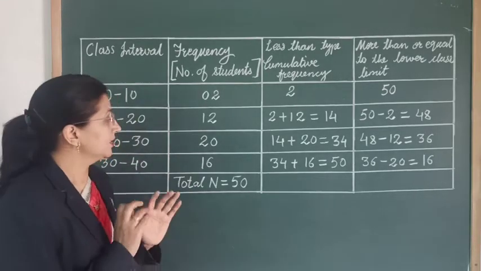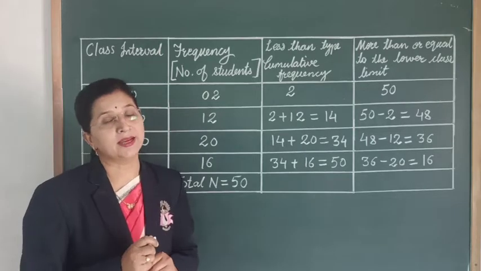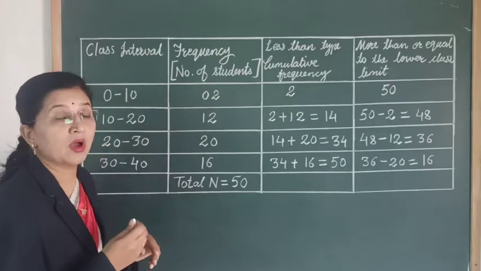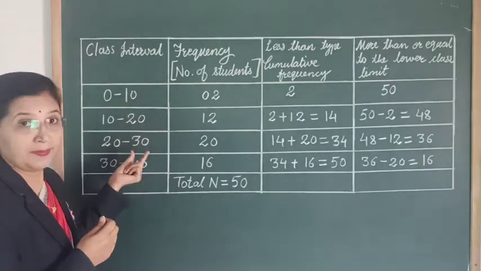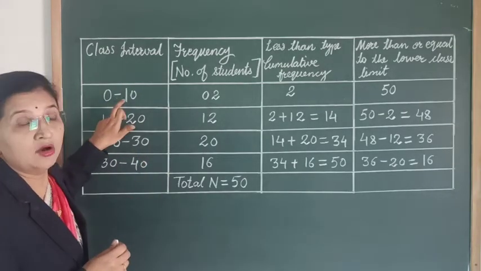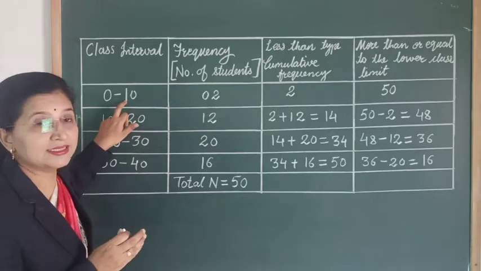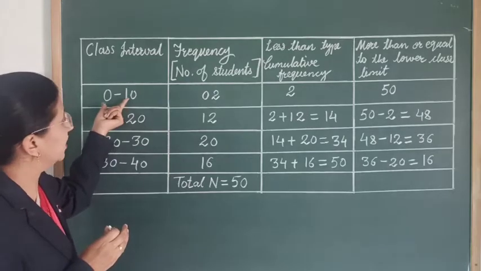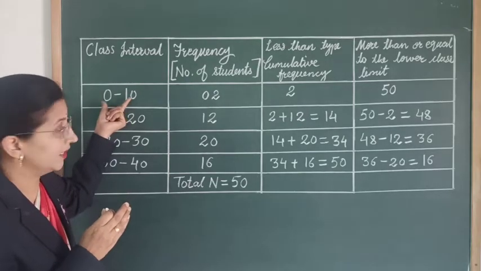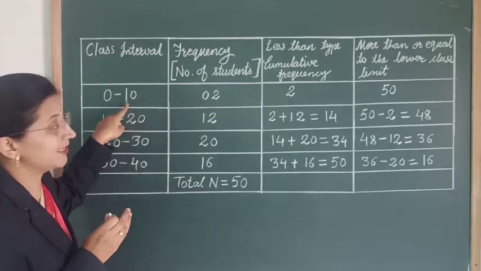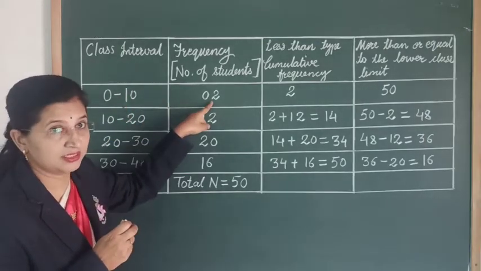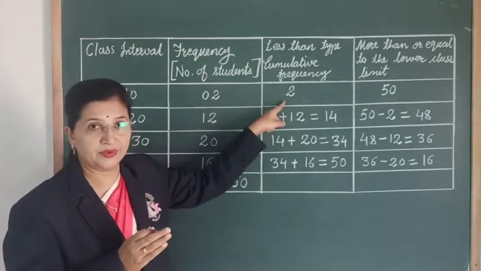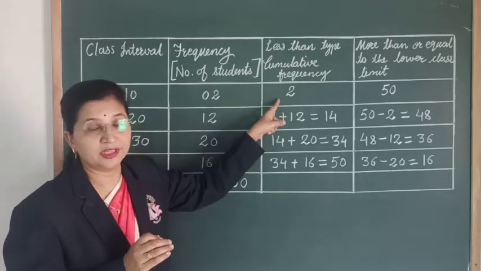Now let's try to understand the less than type cumulative frequency. To understand the less than type cumulative frequency, here we have to ask the question by considering the upper limit. Now here, how many students score the marks less than 10? Less than 10. This is the class which consists of the marks between 0 to 10. So here you can see 2 students are there. So how many students score the marks less than 10? That is 2. So cumulative frequency is also 2 for the first class.